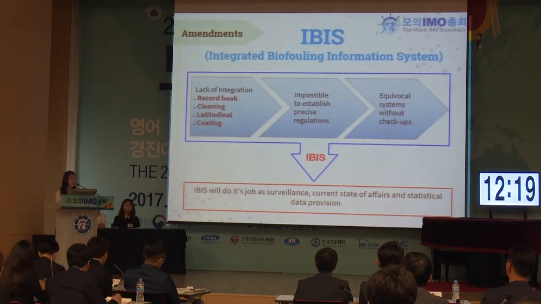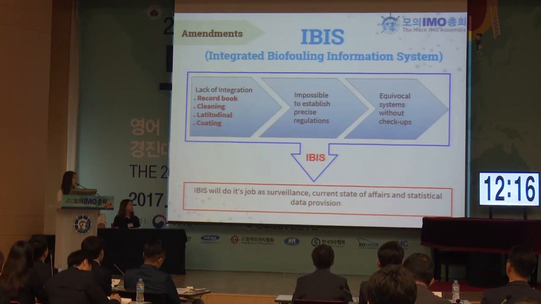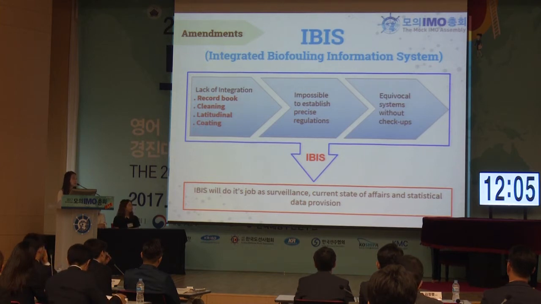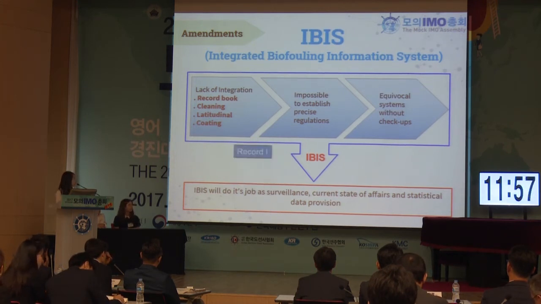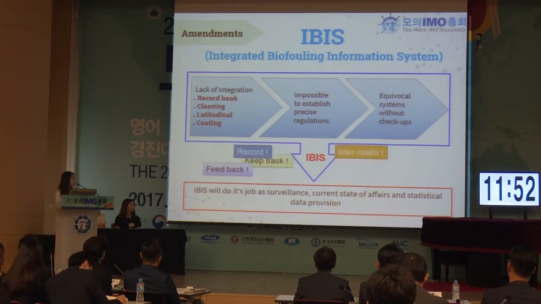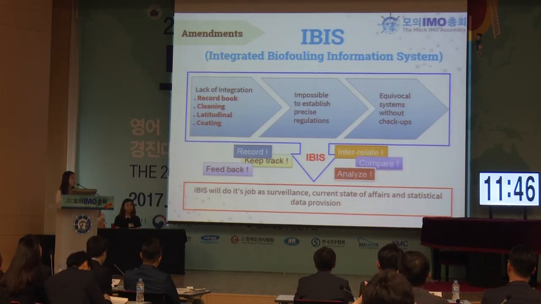And so, summing everything up, what we are suggesting is the IBIS. So until now, the problem with the current IMO resolution has been that some of the topics are handled rather separately, and this separation makes it difficult to come up with precise regulations. And the function of the IBIS is to record, keep track, give feedback, interrelate, compare, and analyze the results in order to come up with a better method for efficient biofouling control.